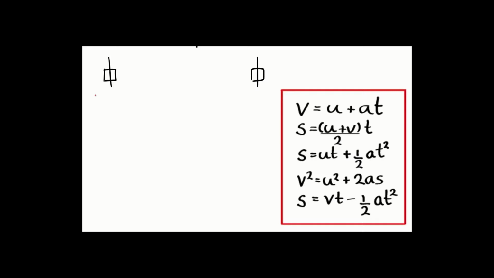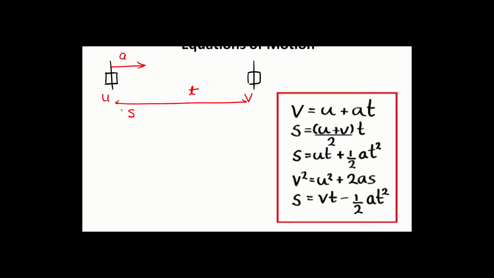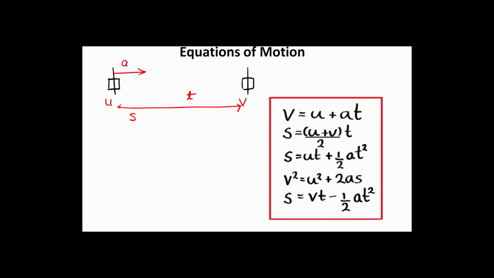Let's define some parameters. It starts with initial velocity u, it has a final velocity v, it did that change of velocity with constant acceleration a. The change happened over a period of time t, and it did some s displacement in that time. Now let's derive some equations. So first equation actually comes from definition of acceleration, that acceleration is v minus u over t.